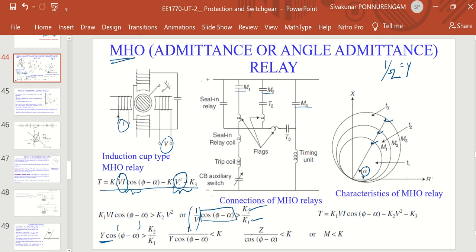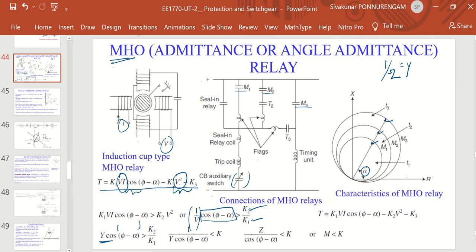These M1 and M3 are a seal-in relay, connected by the timer T3, which is the timer-based block available here. These are the seal-in relay coils. This is the CB auxiliary contact, the auxiliary switch-based contact. You have already studied in machines how contacts work, so on the basis of that knowledge we explained it here. These are all the flags.